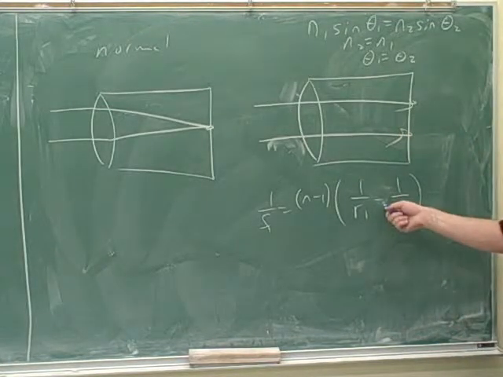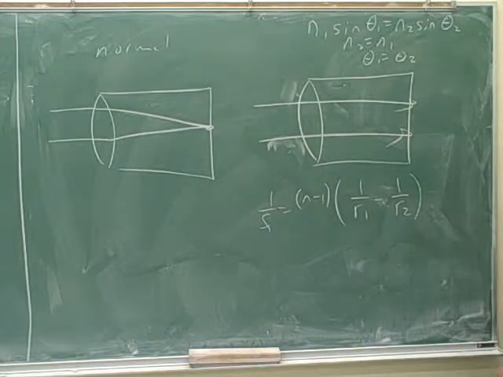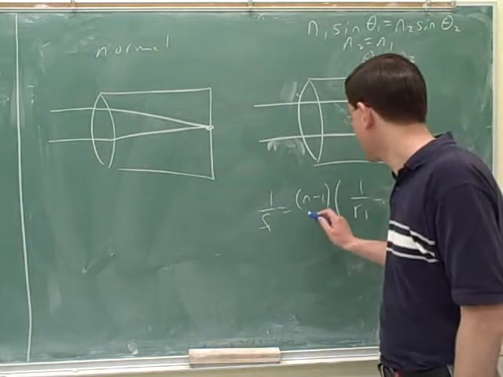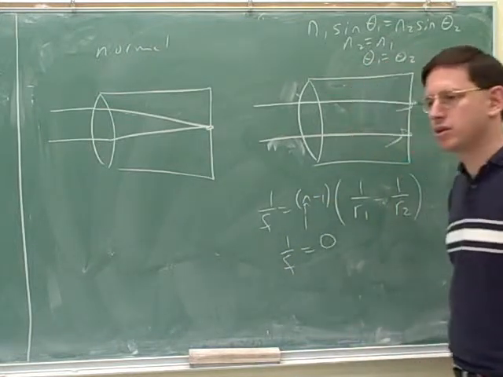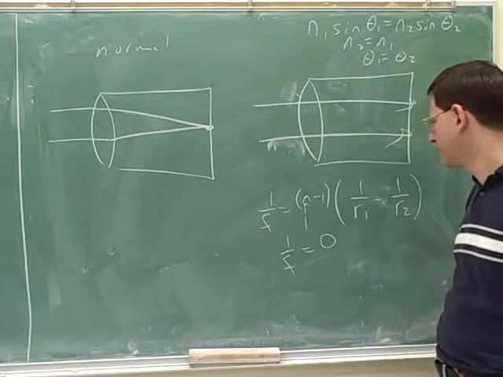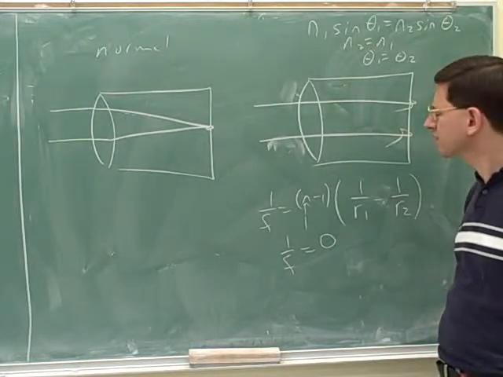I don't know if you had a chance to do any examples with this, but anyway, what would happen to the lens maker's equation here for this problem? So for this problem, what would n be? 1. Yeah, this would be 1. So now it becomes 0. So what does that tell us? That there's no focal length.